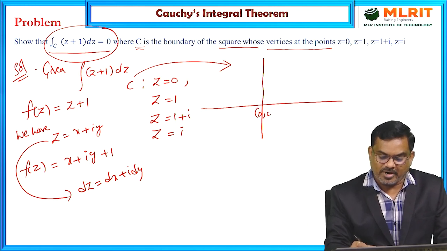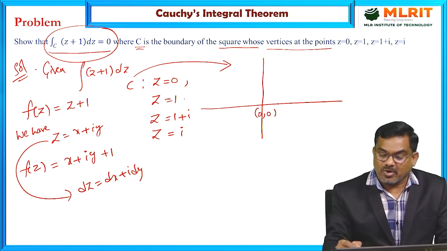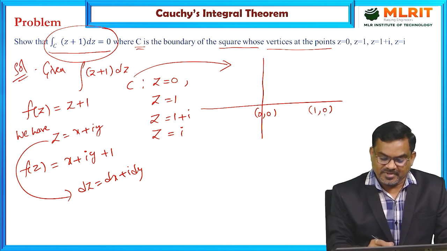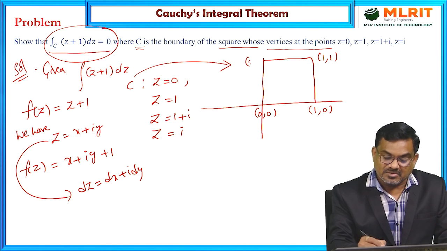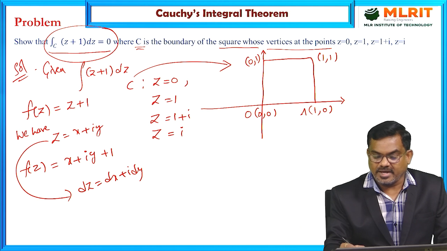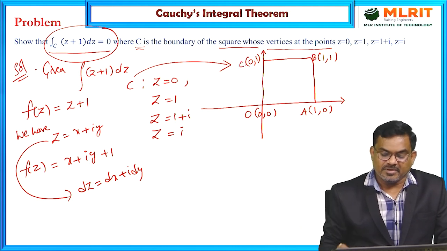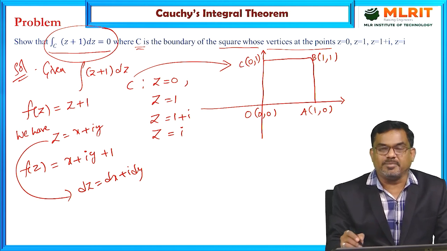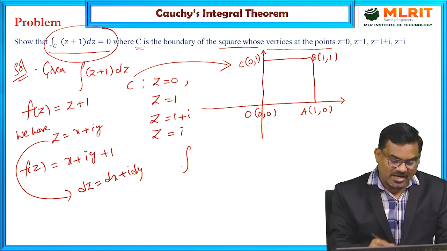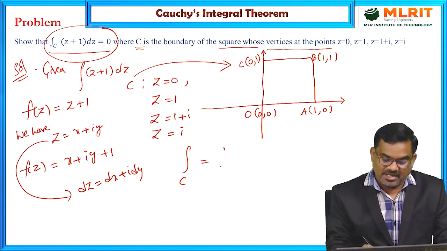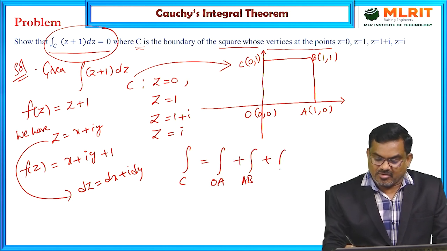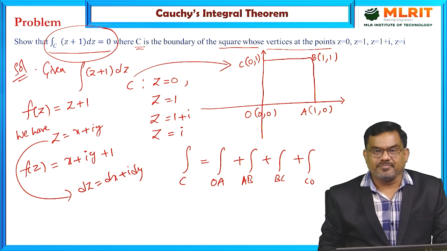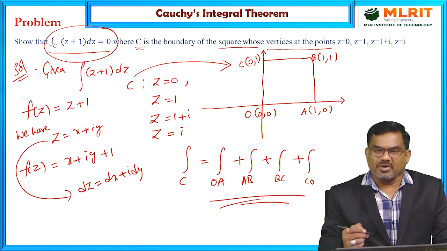Now first, the curve C is a square with vertices z equal to 0. So that means the point 0, 0 and z equal to 1, so the point 1, 0. 1 plus I, so 1, 1 point. And the last one is I, so 0, 1 point. So O, A, B and C. So the square is with vertices O, A, B, C. Now to evaluate the line integral along C means the evaluation of line integral along OA, along AB, along BC and along CO.